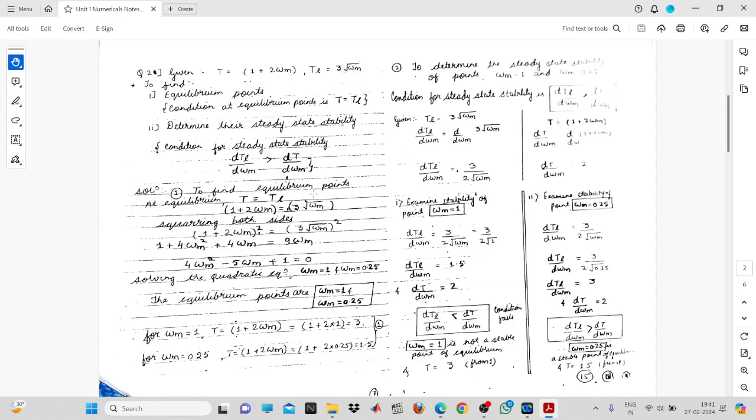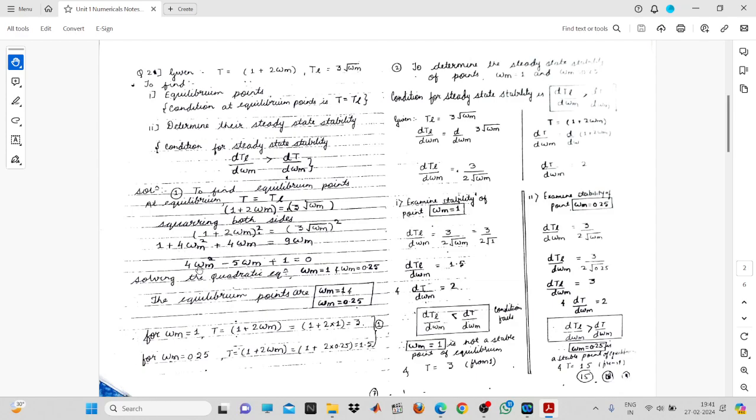So to find the equilibrium point, T will be equal to TL, because equilibrium point means that motor torque equals the load torque. So T will be equal to TL. So 1 plus 2 omega m, 3 under root of omega m. Here the square root is given, so you will have to free this term. In that case, you will have to square both sides.